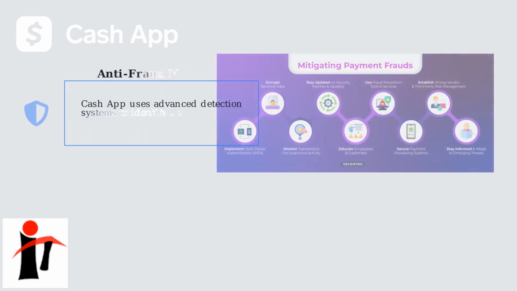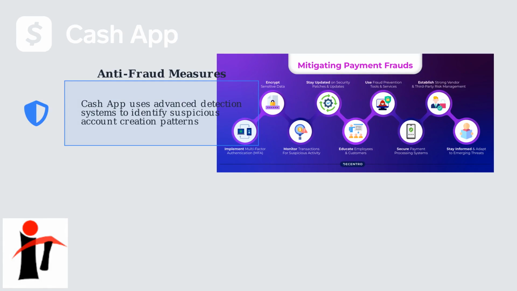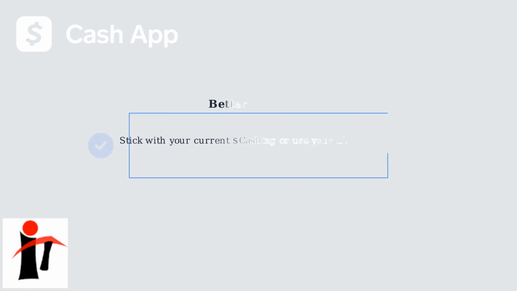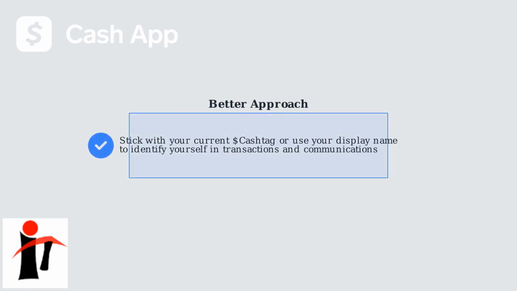Cash App has robust anti-fraud measures in place, including identity verification and pattern detection algorithms that can flag multiple account creation attempts. Instead of risking bans, stick with the cash tag you have. You can always use your customizable display name to represent yourself in a more personal way.